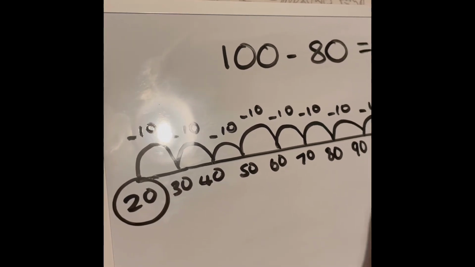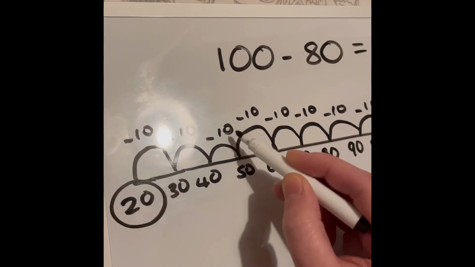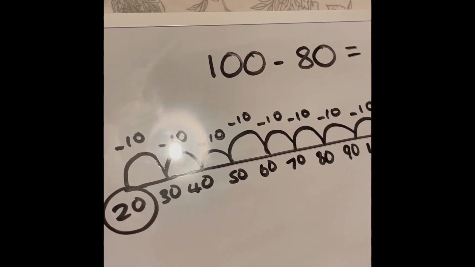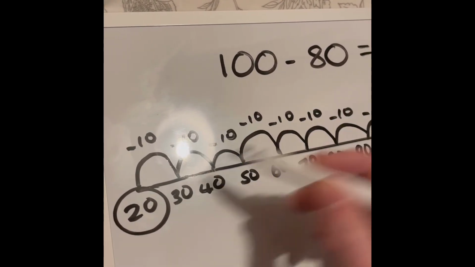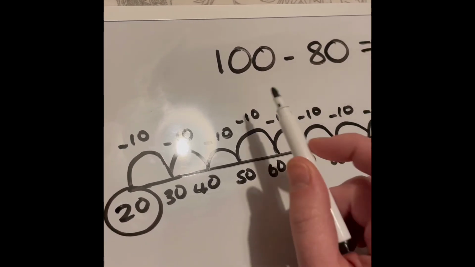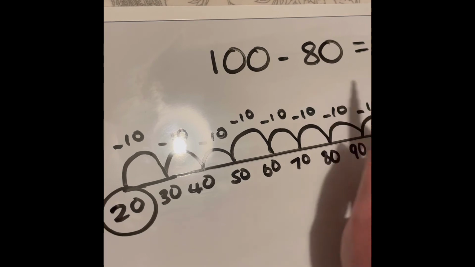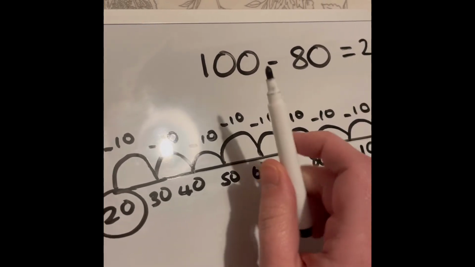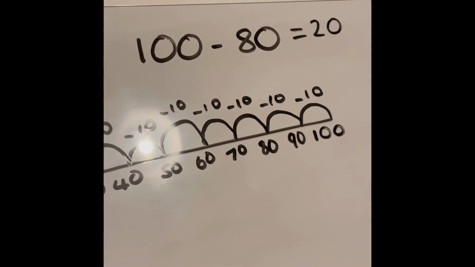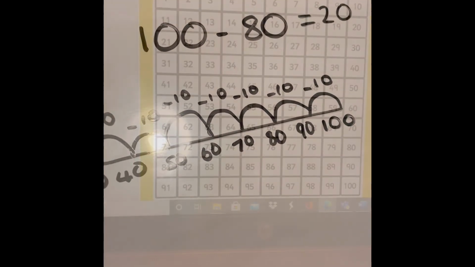So there we've taken away 1, 2, 3, 4, 5, 6, 7, 8 tens, and we can see that 100 take away 80 is 20. And if you know that 10 take away 8 is 2, you can figure out that 100 take away 80 is 20 using your number bonds and using what you already know.